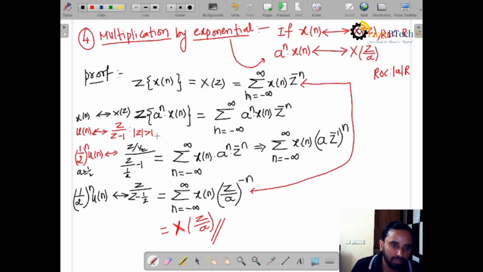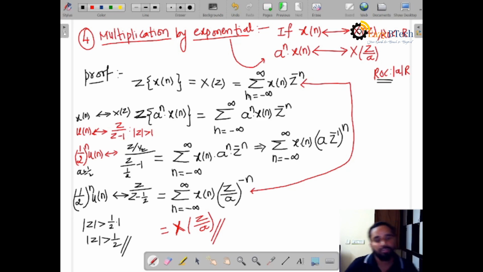And what about the ROC? In the property, what is the ROC? The original ROC is multiplied by a. So here a is 1 by 2. Therefore, mod z is greater than 1 by 2 into 1, which is 1 by 2. Magnitude of z is greater than 1 by 2. So this is the meaning of multiplication by exponential.